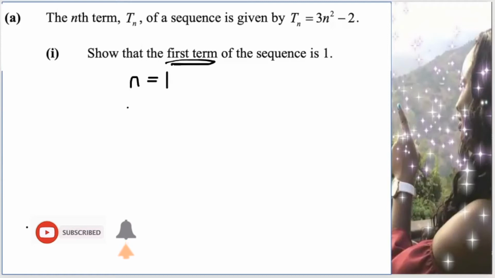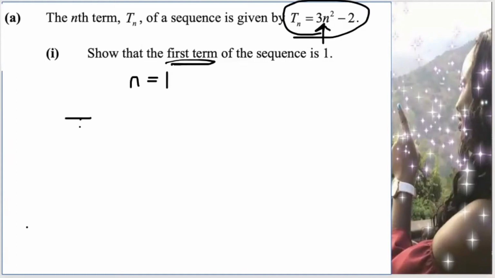So n is 1. What I am going to do is substitute into this nth term. This is what gives us the different terms. Remember, it says nth term Tn. So if I want the first term, then I have to use this to calculate it. So I will replace n with 1. So I will have T1 is equal to 3 open bracket 1 squared, minus 2.